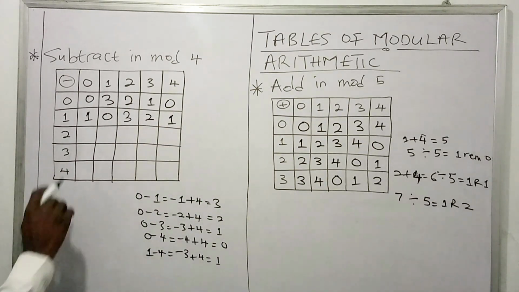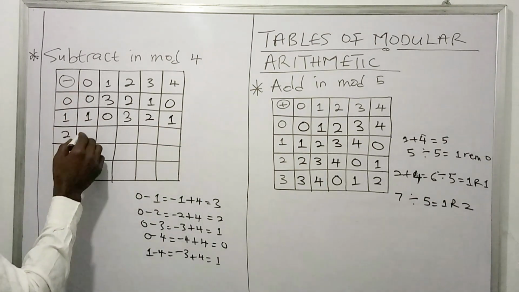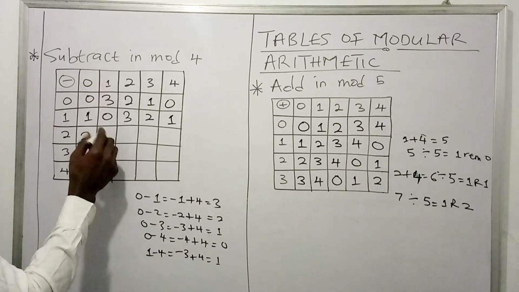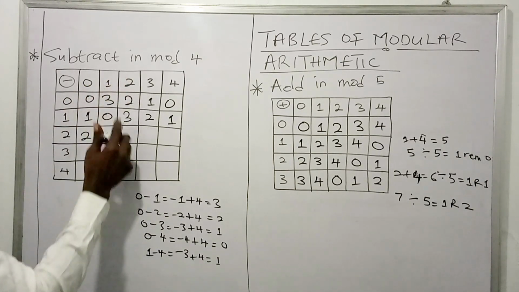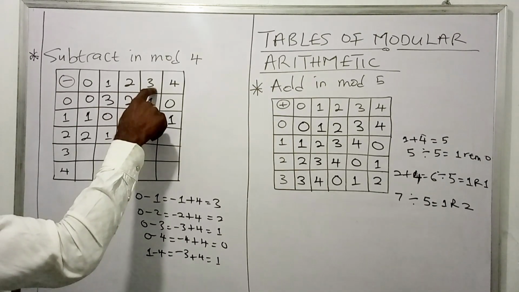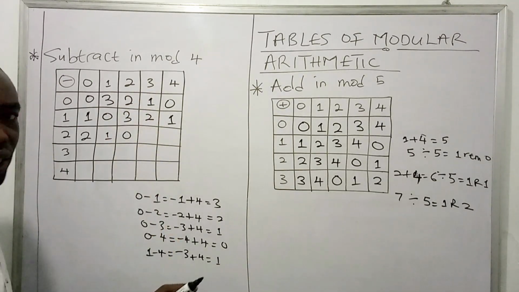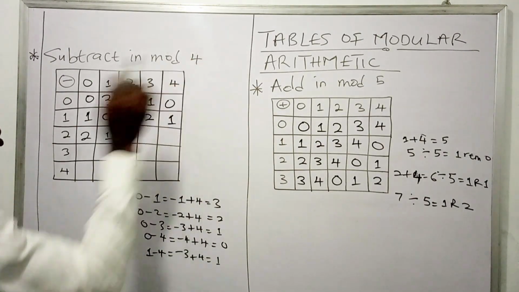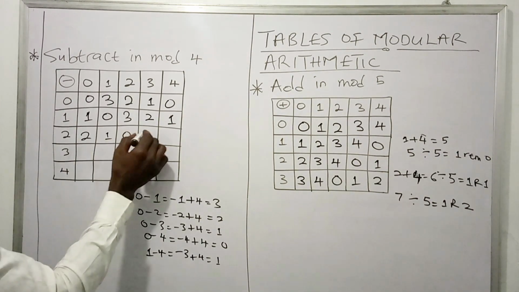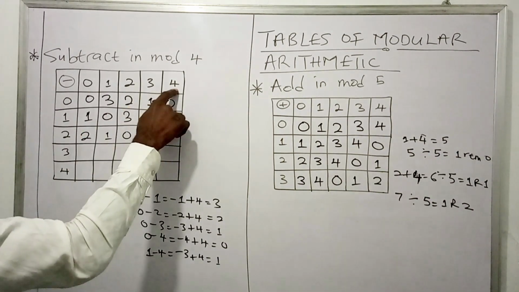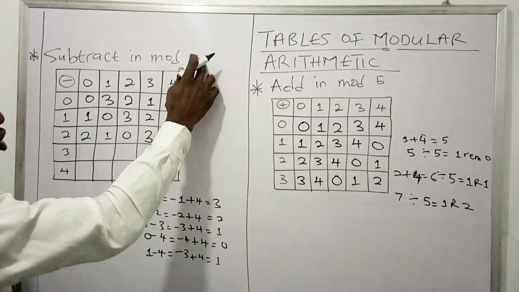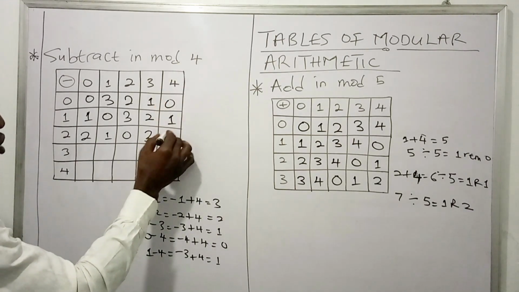Then on to the next row, 2 minus 0, that's 2. 2 minus 1, that's 1. 2 minus 2, that's 0. 2 minus 3, that will give us minus 1. Then we add the 4 to that difference, minus 1, that will give us positive 3. Then 2 minus 4, that's minus 2. Then minus 2 plus 4, that will give us positive 2.